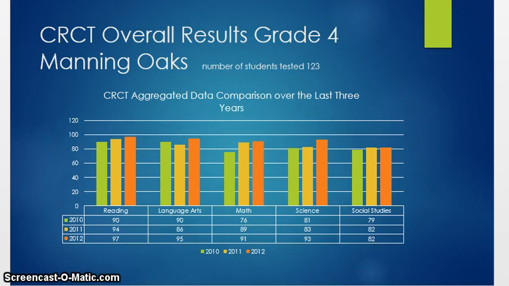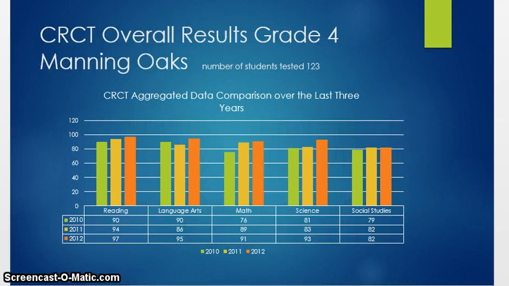For science, again, we started 3 years ago at 81%. We had a steady increase to 83% and then jumped 10% in 1 year. Social studies appears to be steady, starting at 79% and ending with 82% the last 2 years of students meeting or exceeding CRCT.